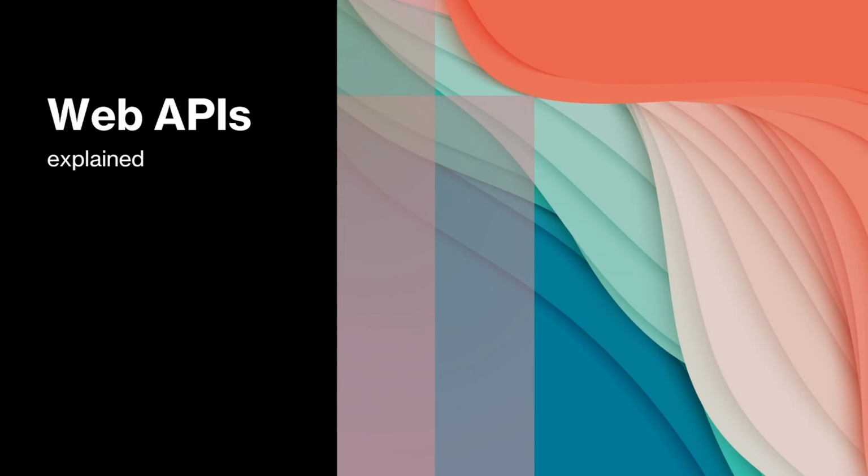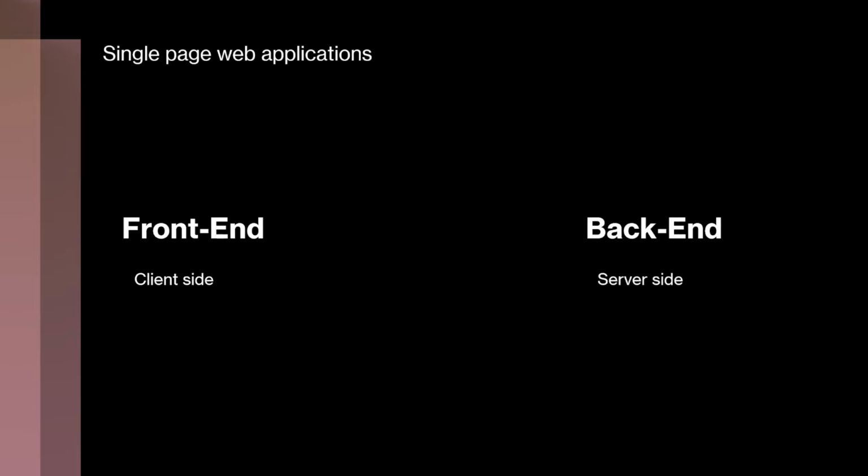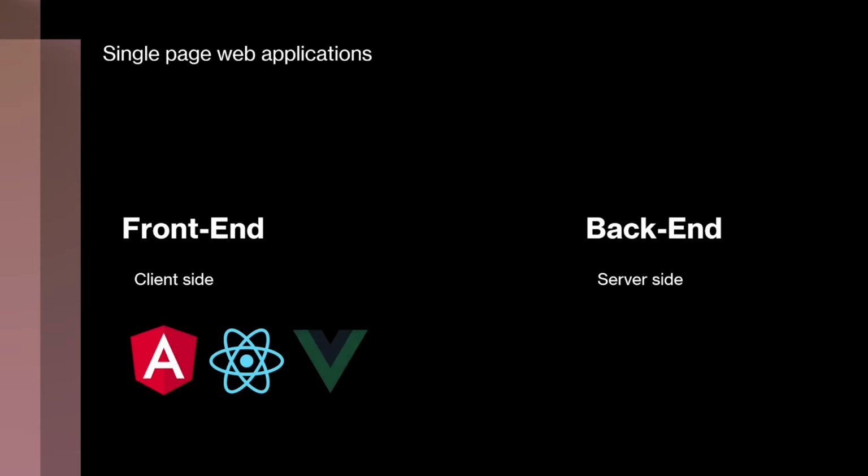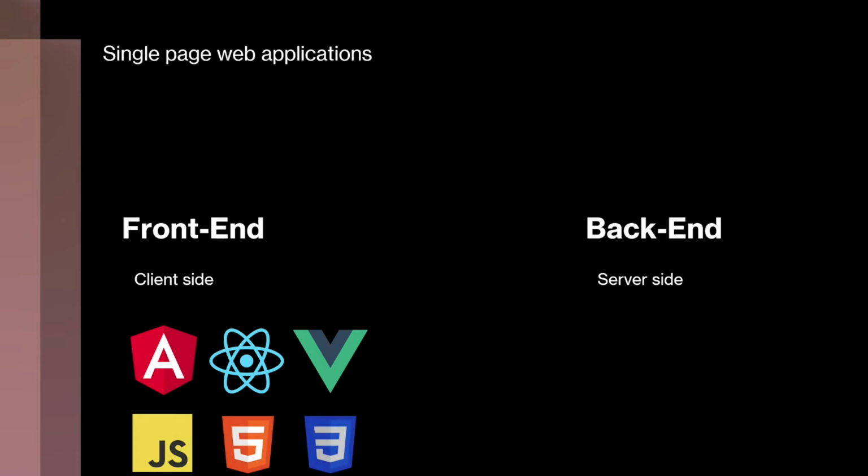Hello everyone. Today we're going to be talking about web APIs and explaining what an API is and how it can be used in single-page applications. So single-page applications are usually applications that are divided strictly into front-end and back-end, or rather the client side and the server side. So the client side would usually be developed with technologies such as Angular, React, Vue, and most commonly known JavaScript, HTML, and CSS.